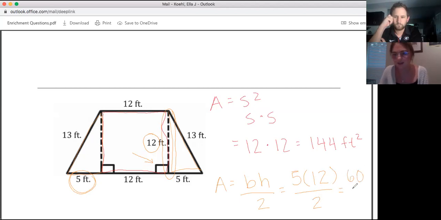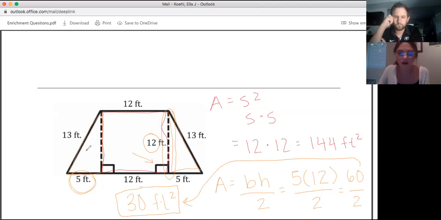Had to do some mental math there. Divided by 2, and I'll draw an arrow because I ran out of room. 60 divided by 2 is 30 feet squared. So we have our area for one triangle. However, there are 2 triangles in this problem.